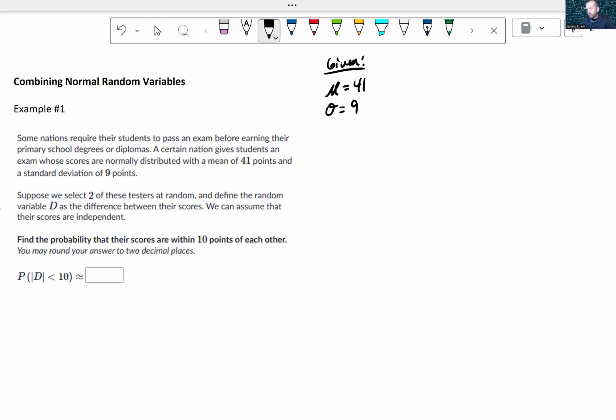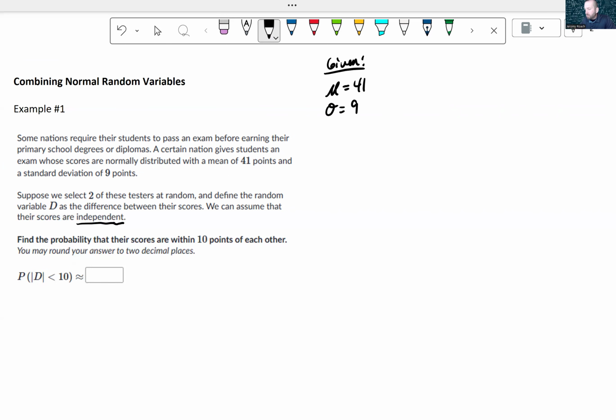We want to select two testers at random, sort of like X and Y in that example, or A and J. And we're going to define the random variable D as the difference between their scores. We can assume that their scores are independent. So it tells us there's independence, that we can use the formula if we need to that we discussed earlier. Well, let's start by defining what D is.